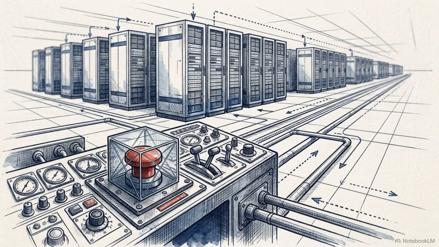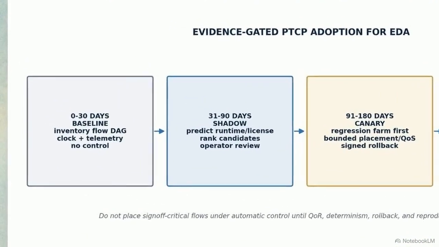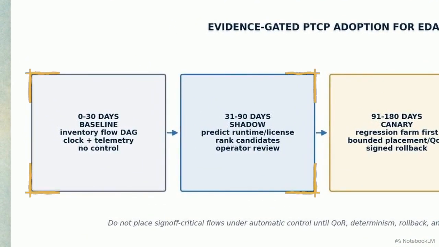Because quality of results is invariant and tape-out deadlines are mission-critical, no sane methodology team will deploy an automated control plane blindly across their cluster. This diagram outlines a pragmatic, four-stage, evidence-gated adoption roadmap designed to honor risk aversion. The process begins with the baseline and shadow phases across the first 90 days. PTCP only ingests telemetry here, producing counterfactual predictions to prove its accuracy.